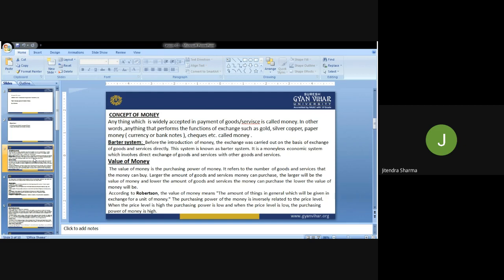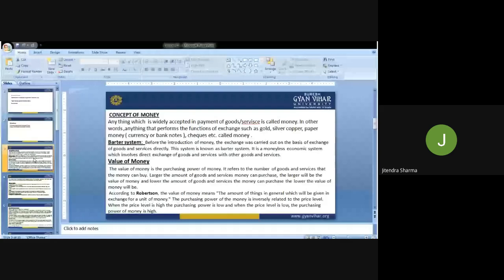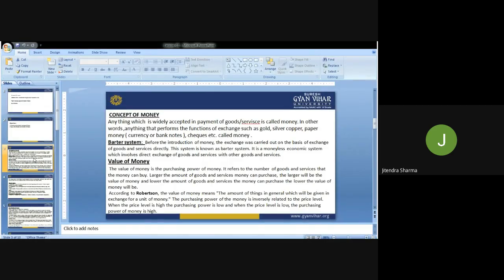According to Robertson, the value of money means the amount of things in general which will be given in exchange for a unit of money. It means whatever amount we have given against a single unit of that good or service. The purchasing power of money is inversely related to the price level. If the price level is high, the purchasing power of money is low. That we have also understood while discussing the effect of price on demand and supply, which we have discussed in detail in our previous lectures.